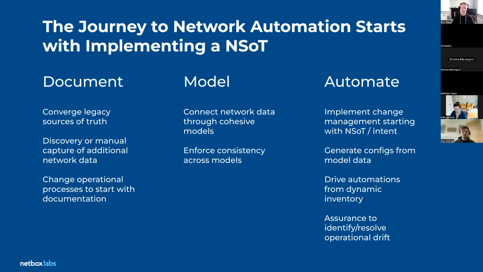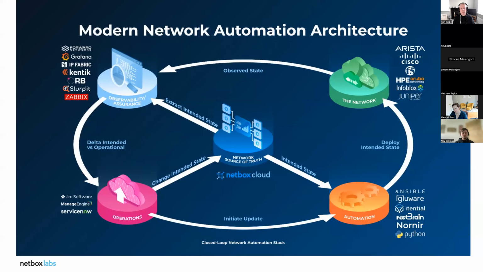And they're driving the automations, but what they're also doing is utilizing assurance tools like IP Fabric, which will allow them to view the data that they have in their source of truth, their intended state, and see how that's differing from their actual state of the network. And that's where IP Fabric comes into play.